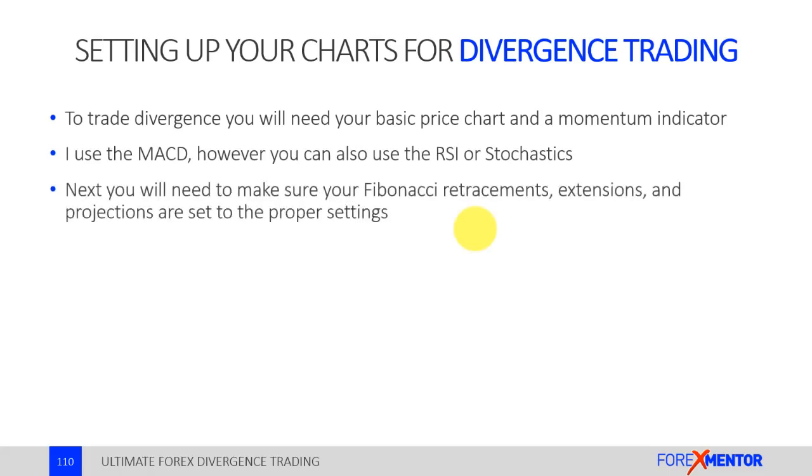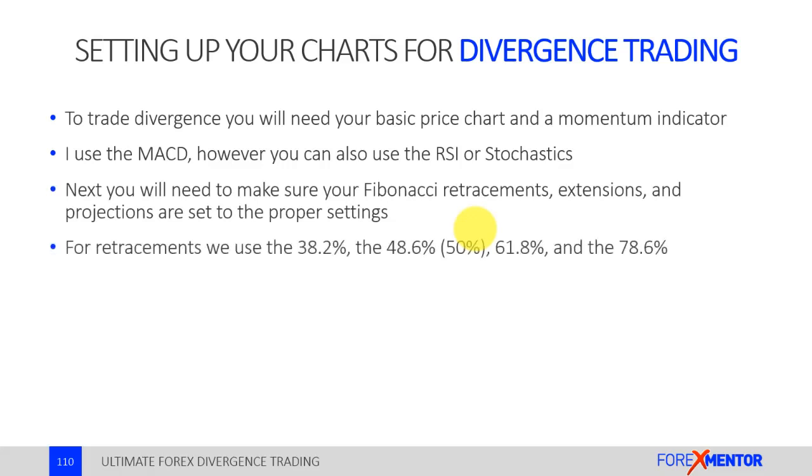Next, you will need to make sure your Fibonacci retracements, extensions, and projections are set to the proper settings. For retracements, we use the 38.2%, the 48.6%, also known as the 50%, most people use the 50%, the 61.8%, and the 78.6%. Okay, these are the retracements.